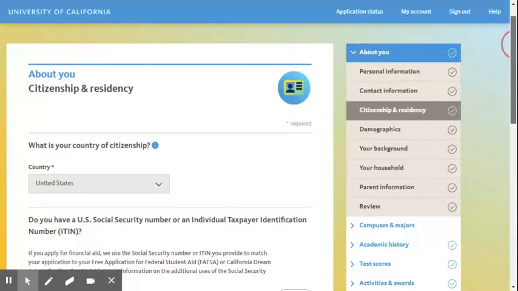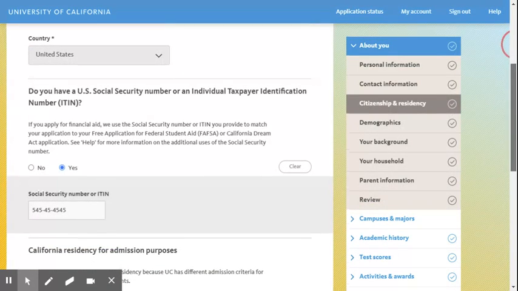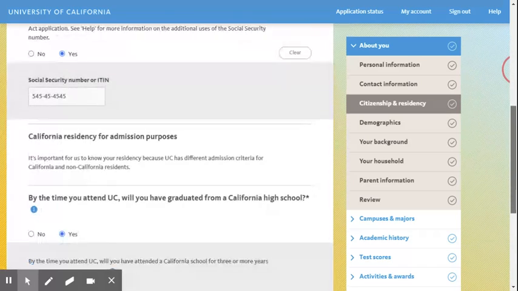For citizenship and residency, make sure that this is your social security number, or if you have an ITIN, if you don't have a social, put that information here. Sometimes people mess up and they'll put things like their phone number. Make sure that this number is your social, okay? Because that's a big mess up if you don't make sure that it matches, okay? And if you are undocumented, just leave it blank.